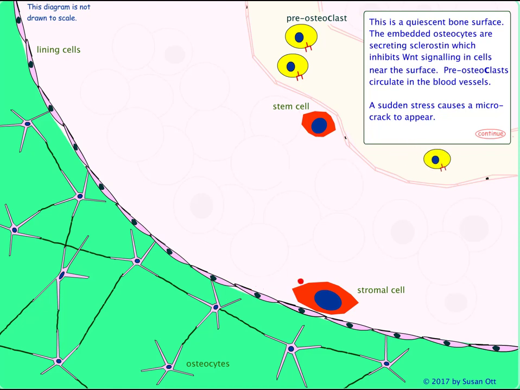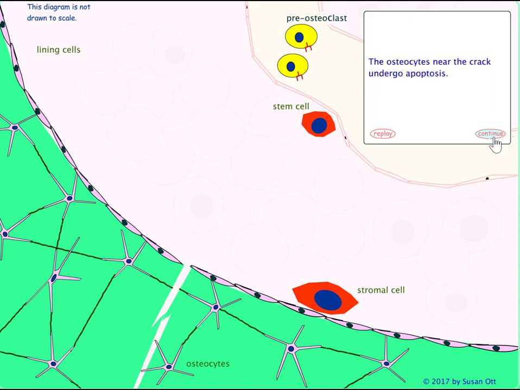Pre-osteoclasts circulate in the blood vessels. A sudden stress causes a microcrack to appear. The osteocytes near the crack undergo apoptosis.